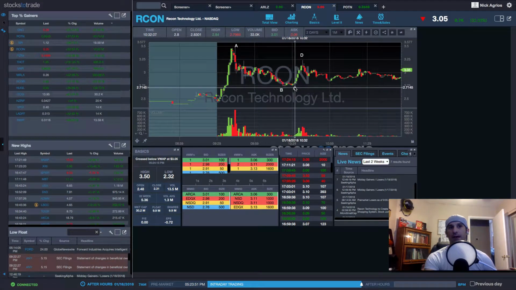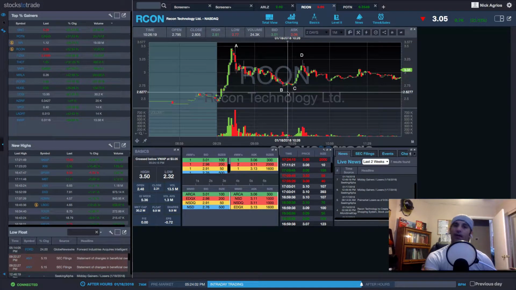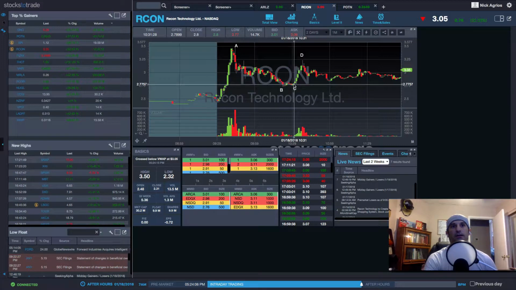But one thing that caught my eye: this went all the way down to 2.74, and on the second retracement, the low went down to 2.76, so it made a higher low. Okay, that's really catching my eye now. That's telling me this has the potential of possibly going up. All right, then all of a sudden I see a green candle and I see another green candle right there.